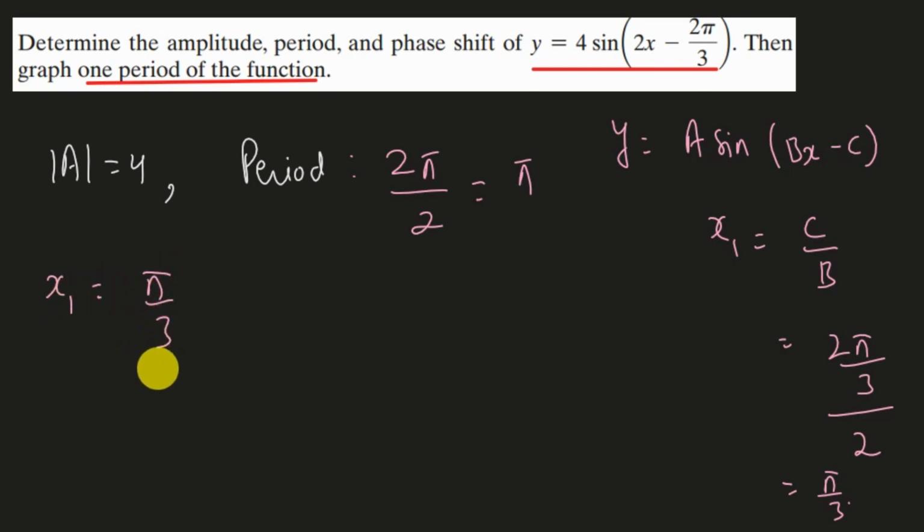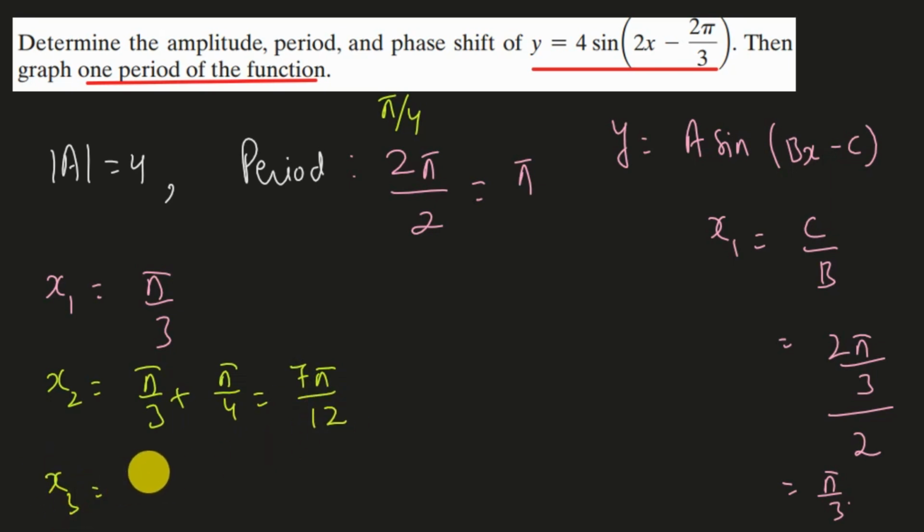Now what do we have to add? Divide the period by 4. This is the method we always use, pi by 4. So x2 would be pi by 3 plus pi by 4. So that would be 7 pi by 12. Now x3, again add pi by 4 to it. So 7 pi by 12, add pi by 4 to it. What you will get? You will get 10 pi by 12, which is 5 pi by 6.